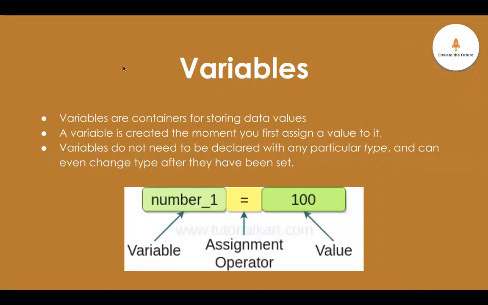We're going to start off with variables. Variables are containers for storing data values. A variable is created the moment you first assign a value to it, and variables do not need to be declared with a particular type and can even change type after they have been set.